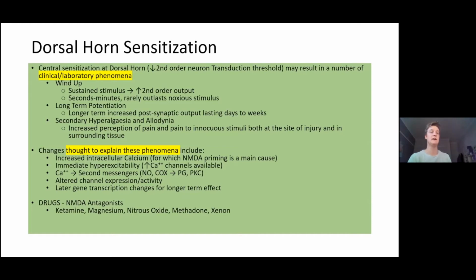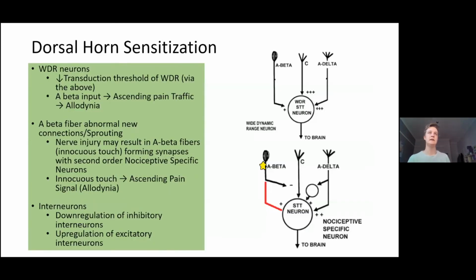the second nerve. That calcium, however, then also activates a range of second messengers that causes short and medium long-term changes. You get altered channel expression, you probably get a local inflammatory response, and you get longer-term changes with gene transcription. The main drugs to mention here are just your NMDA antagonists: ketamine, magnesium, nitrous, methadone, xenon. I'll elaborate a bit more on some of that in a moment.